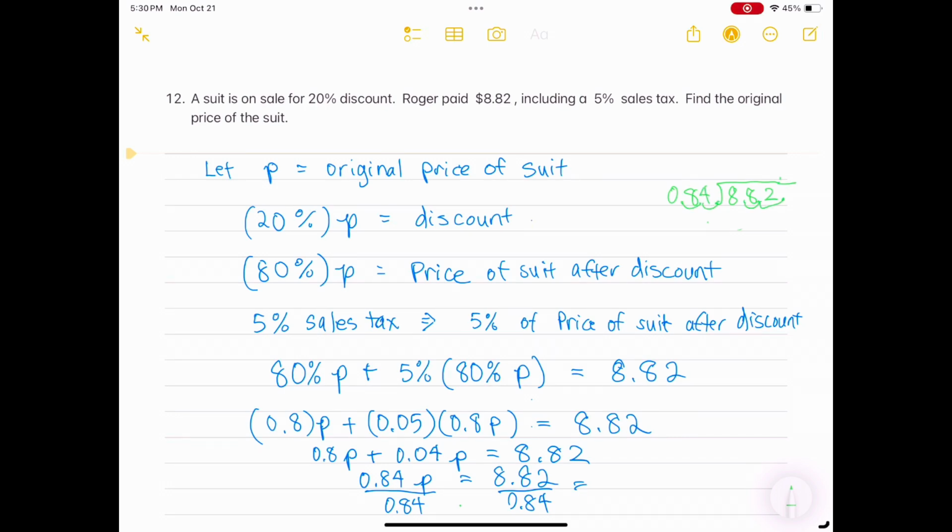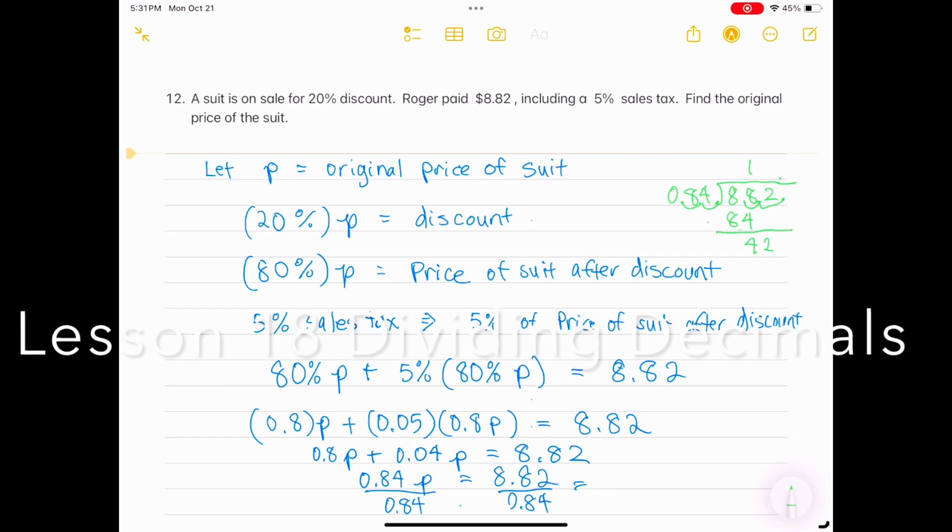On the left-hand side, the numerator and denominator cancel to leave p by itself. On the right-hand side, I have 8.82 divided by 0.84. I do that calculation on the side. If you need a refresher on how to divide decimals, please watch my earlier lesson, Lesson 18, Dividing Decimals.